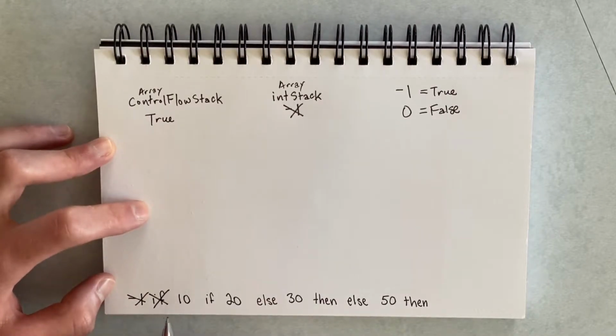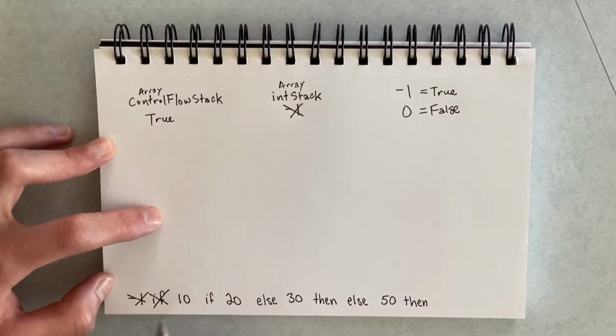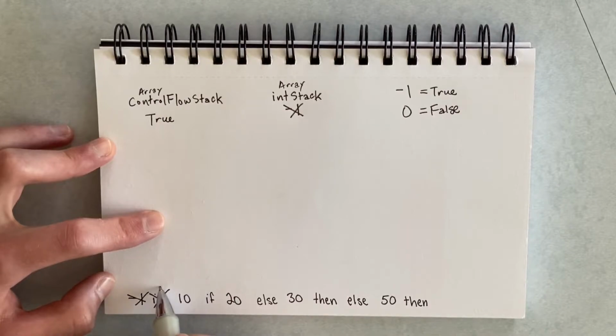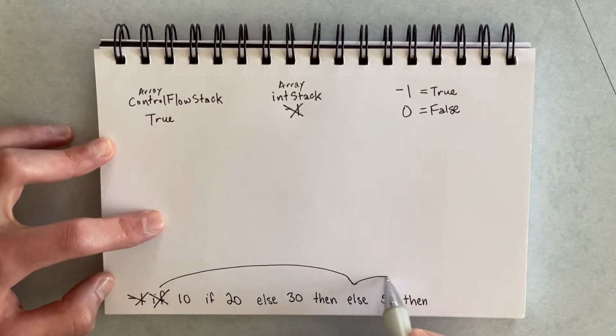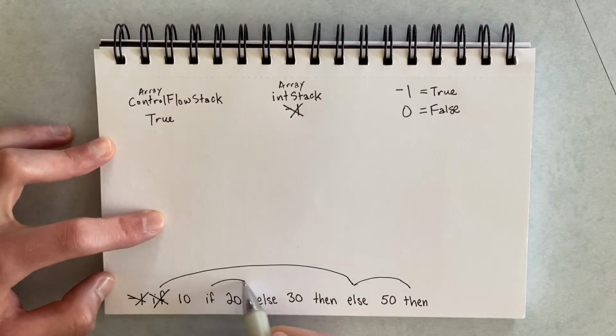So if the if was true, that means we want to read everything from this if until its matching else. Now, which else matches it? Well, if there's another if, then the next else is going to match that if, not this if, right? You can tell if, else, then. You can distinguish the if, else. So here's what we have. We have if, else, then. Those 3 are matching, and then this one is nested in this if, else.